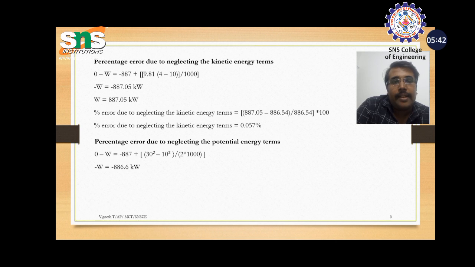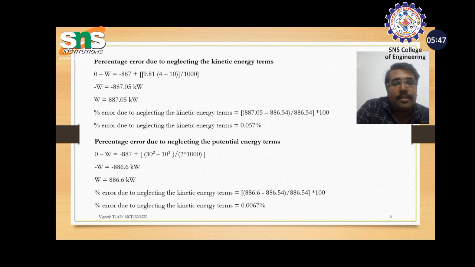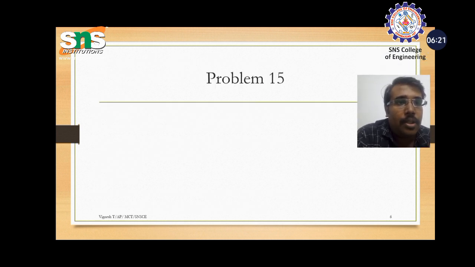The work done is 886.6 kilowatt, and the percentage error will be around 0.0067 percent. It's not 67 percent, it's 0.0067 percent. It is very, very minimum. That's why we are neglecting those potential and kinetic energy terms, even though potential energy has been given. If you neglect them, there is not much change in the power calculation. So this is one important thing you need to look out for, and write down the next question.